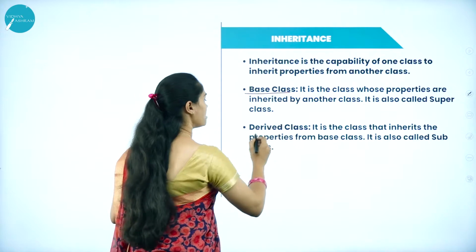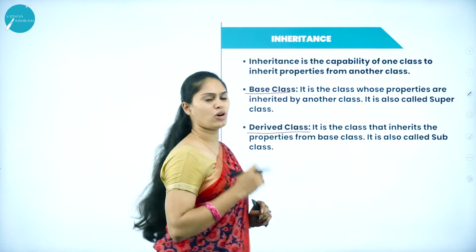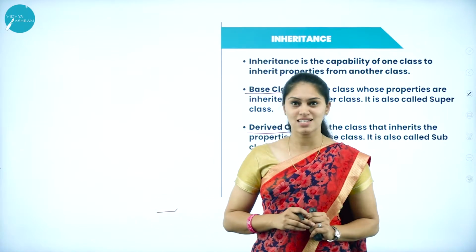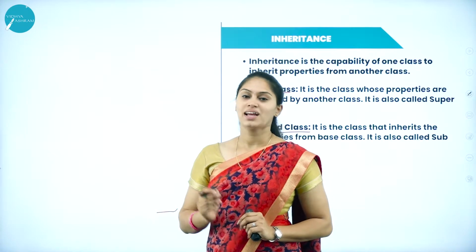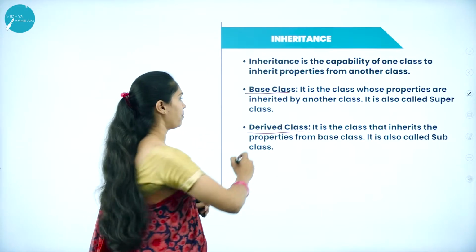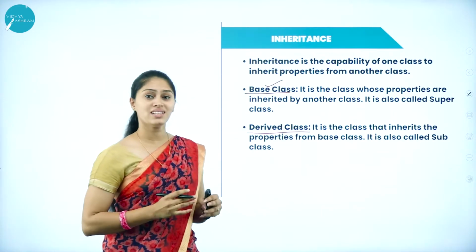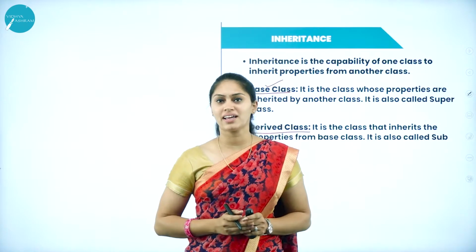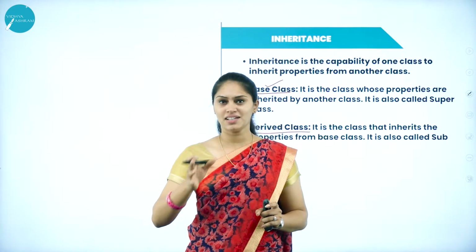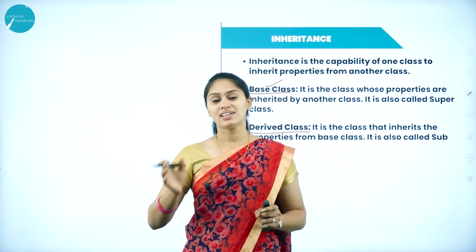So, the base class and derived class. We know what you mean by class and what a class consists of, but we don't know what you mean by base class and derived class. Let me have a look at that. Base class. What is this base class? A class which is going to provide its properties or characteristics and its methods to another class.